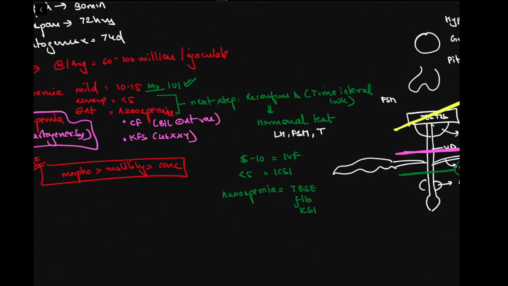For obstructive, we already studied. The treatment is resection and anastomosis. And if it is not responsive to that, then we advise ICSI to the patient. TESE is surgical, taking out sperm from the testes surgically.